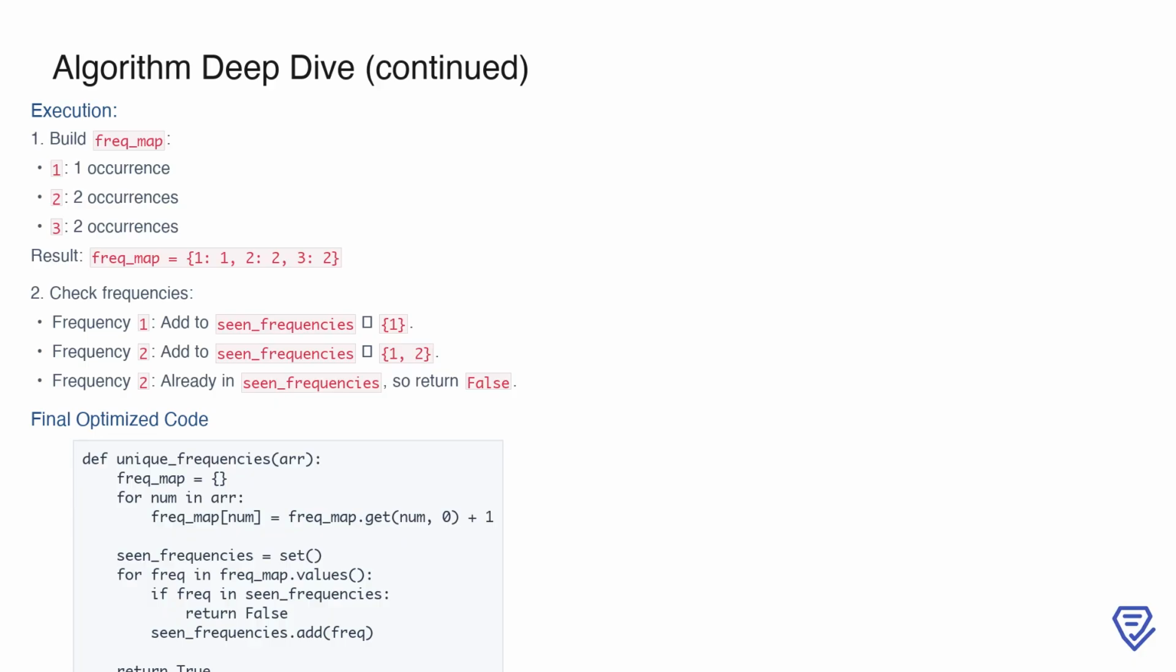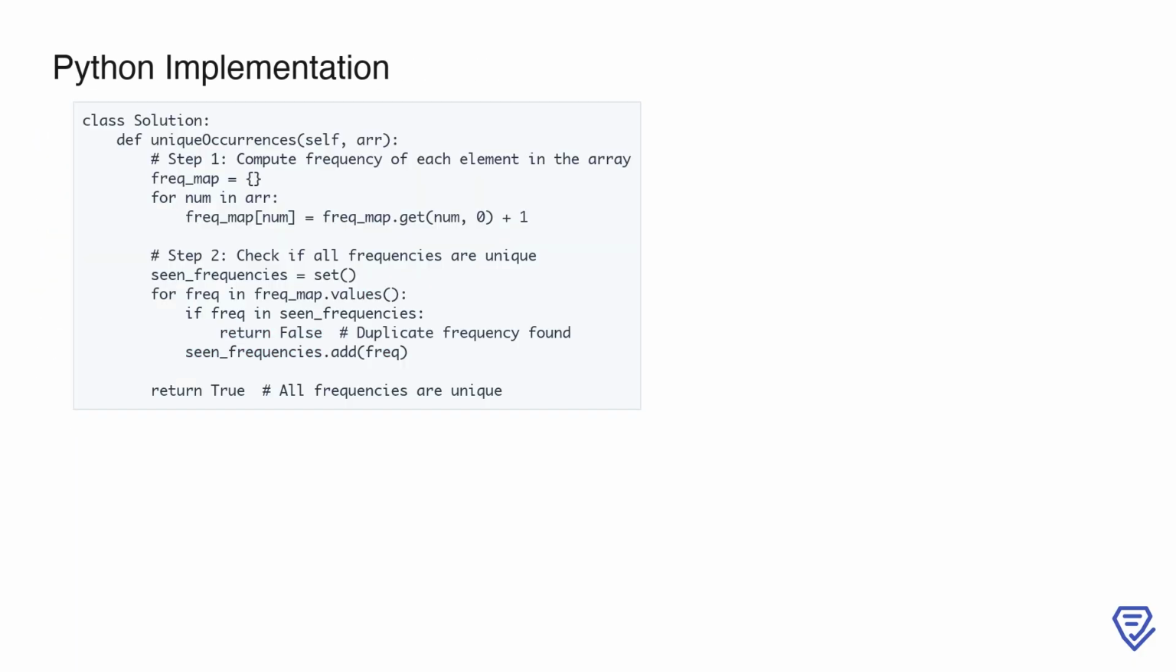Finally, the optimized implementation of the algorithm is shown here in Python. The code is concise and directly follows the algorithm's steps, making it easy to understand and apply to any input array. The solution begins by defining a class Solution and implementing the method uniqueOccurrences to solve the problem. The function takes a single parameter arr, which is the input list of integers.